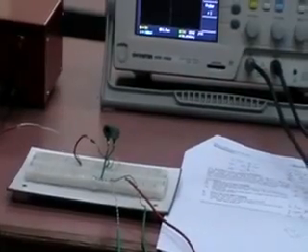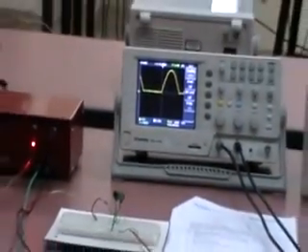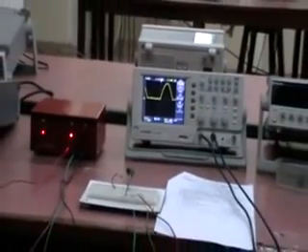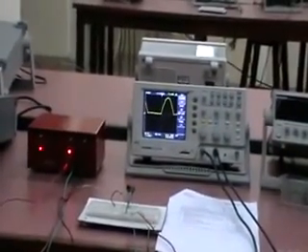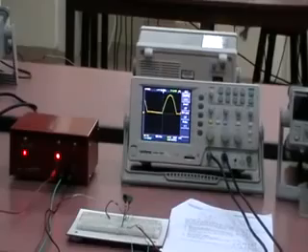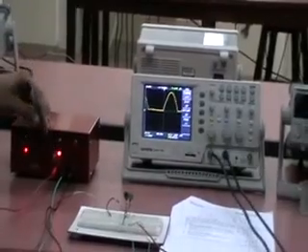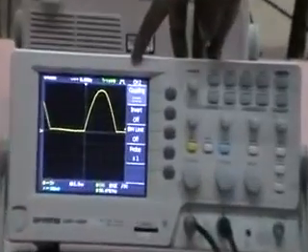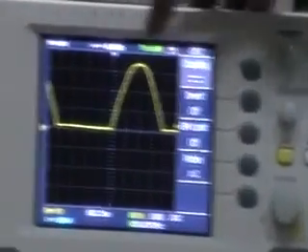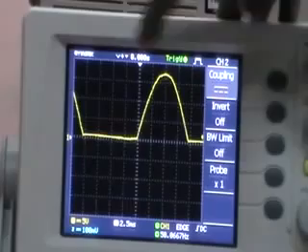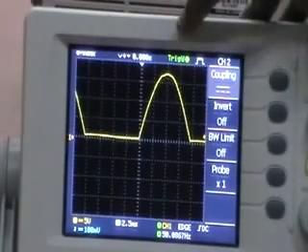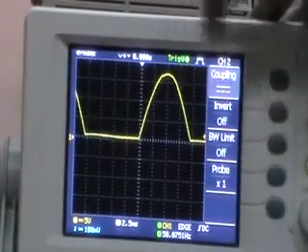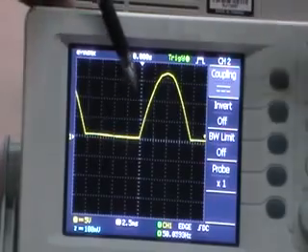Now the input is given. Now we can observe the output. The input is given from the step down transformer from this in phase part. As you can see, it is directly given to this diode. Now we can see the output across the load resistance RL of 100 ohms. You can see that the rectification is done. So this is the half wave rectifier. The positive cycle is the same as the input and the negative cycle is 0.